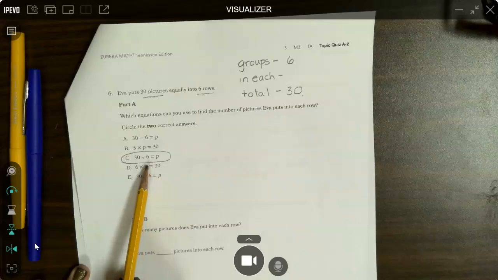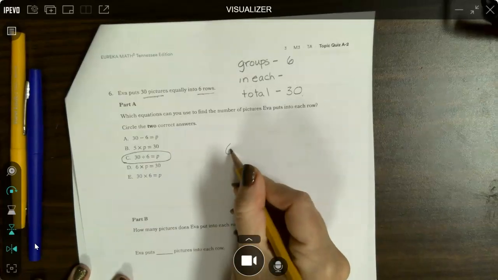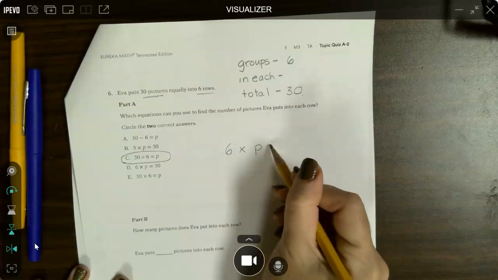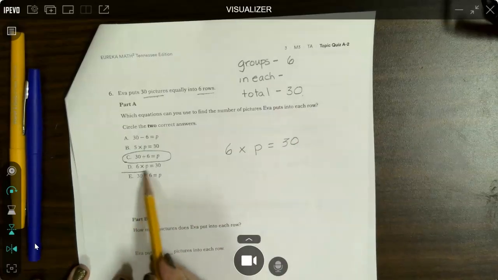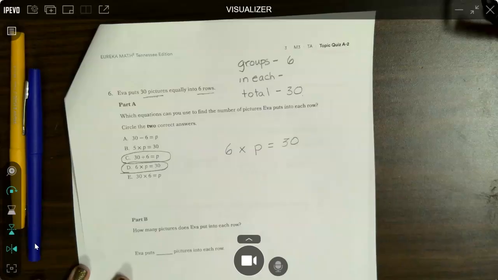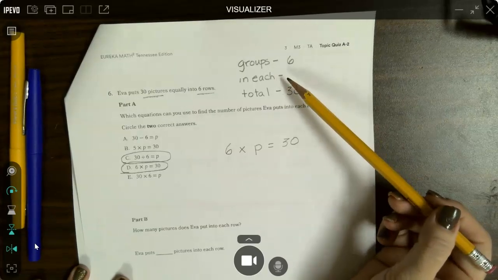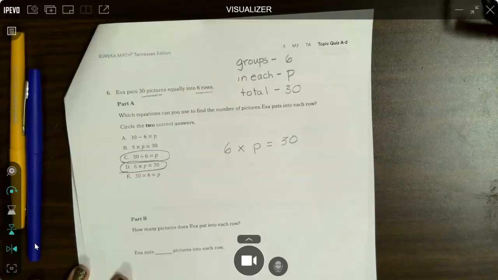However, I could also think of this as a missing add-in problem. I have 6 groups and that have this many pictures in a group, and it totals 30. This would also be the same answer. It would be another way to get the answer, okay? Because we're representing groups, the total amount, we are all looking for how many pictures were in each group, okay?